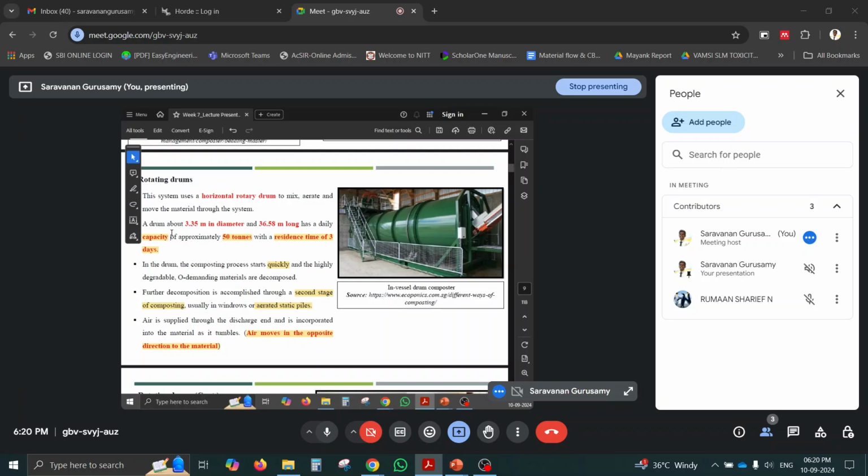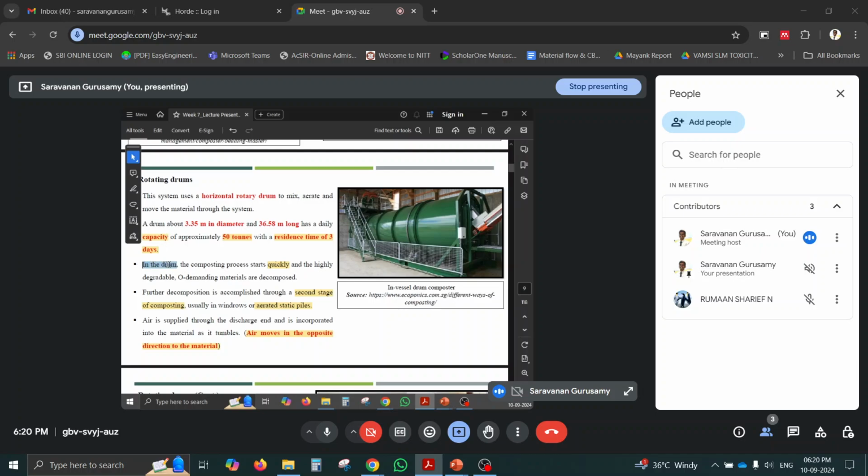That is another disadvantage of drum composting, because it can handle only a smaller quantity. If you go through windrow or open type composting, we can have a huge space, and it will handle around 250 tons or 350 tons of organic waste, because it's an open area only. But drums have a capacity constraint. That is one of the important disadvantages.